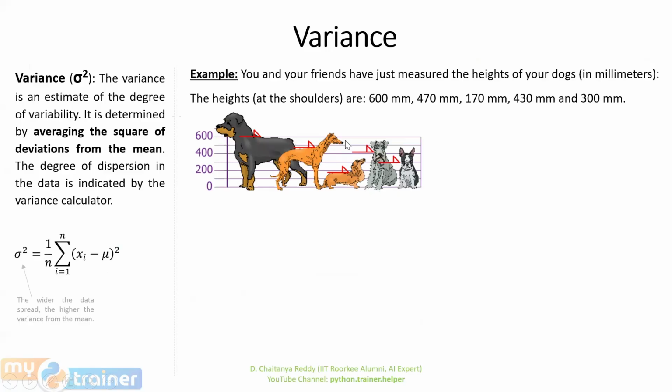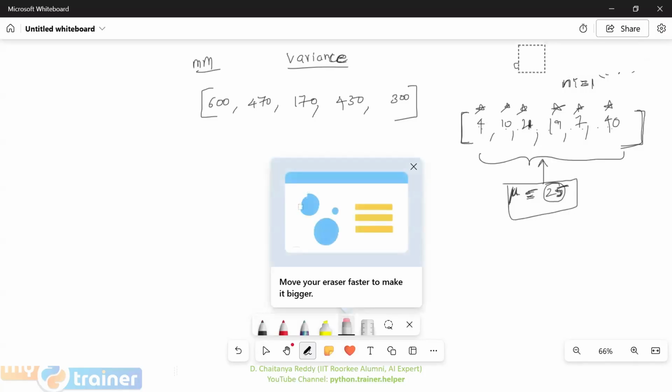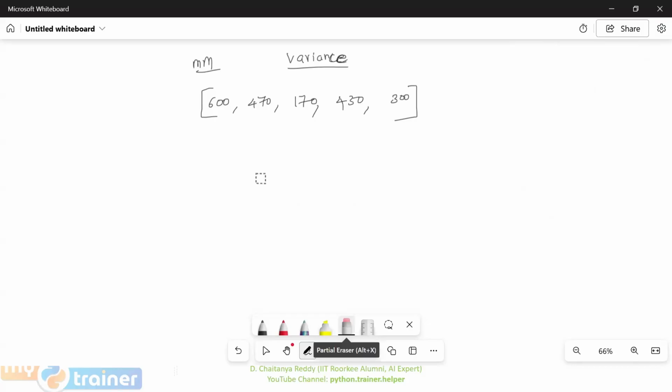We are measuring the height of the dogs in millimeters. We noted down the five dogs' measurements: 600 millimeters, 470 millimeters, 170 millimeters, 430 millimeters, and 300 millimeters. So we have measured the height of each and every one of the five dogs, just for understanding the variance better.